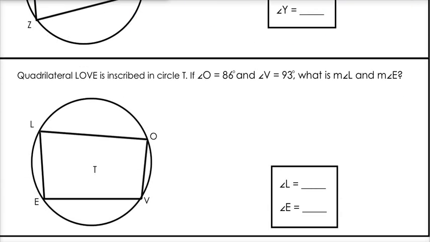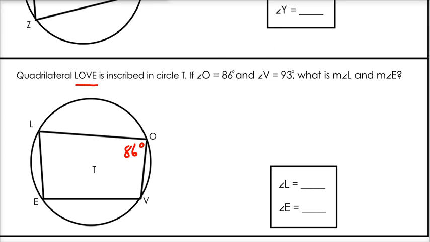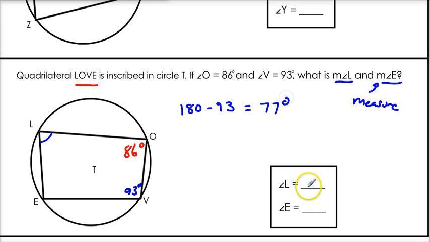Let's try one more. We know quadrilateral LOVE, see, that's cute, is inscribed in circle T. If angle O is 86 degrees, let's put that in, and angle V is 93 degrees, we want to find the measures of angle L and angle E. And remember that M just means measure. Okay, so all we have to do is find the opposite angles. We know L and V are opposite. So to find out what L is, we just do 180 minus 93. They're opposite from each other, and that will give us 77 degrees. So that gives us L.